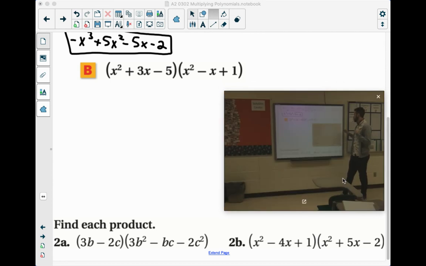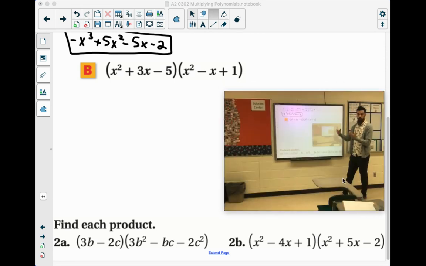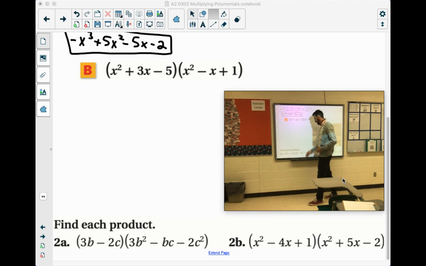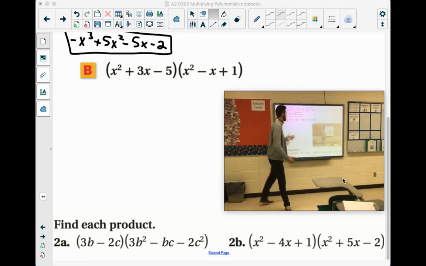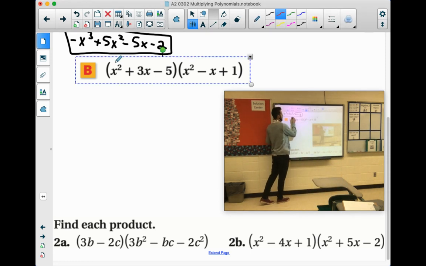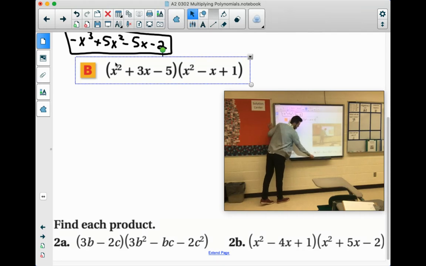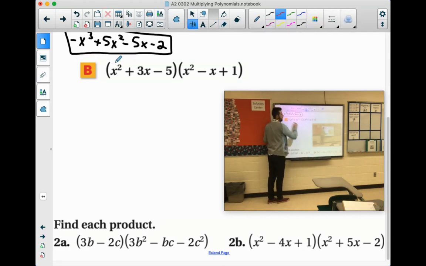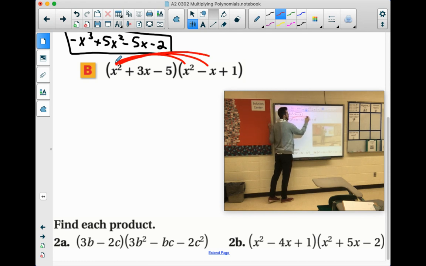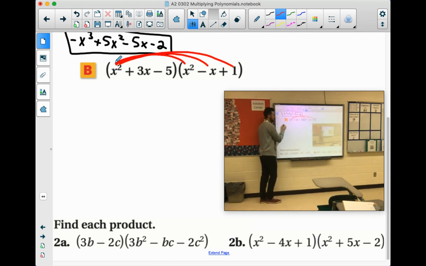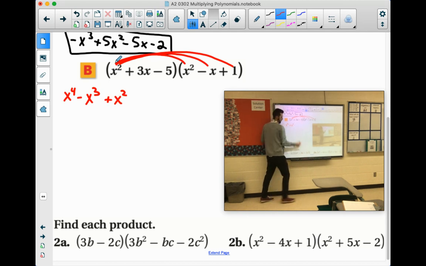Now on this one we have a trinomial times a trinomial. So again, I think it's helpful to just think of it as distribution. We're going to multiply this x to the second power times everything in the other set of parentheses. So x squared times x squared is x to the fourth. X squared times -x would be -x to the third. And x squared times 1 would be x squared.